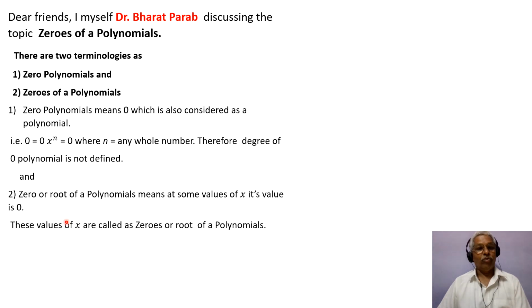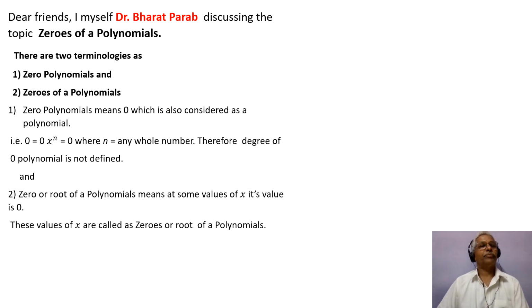These values of x are called zeros or roots of a polynomial. So the polynomial gets value 0 at some value of the variable, x or unknown, whatever it may be. At some value of x, the polynomial value is 0. This value of x is called zero of a polynomial if it is only one. There may be more than one.